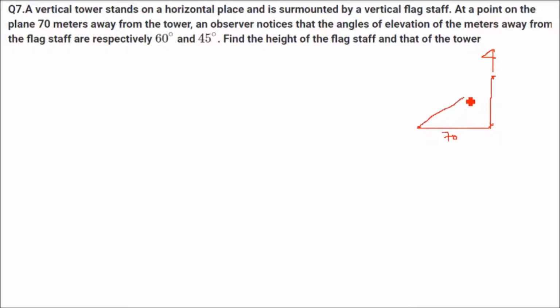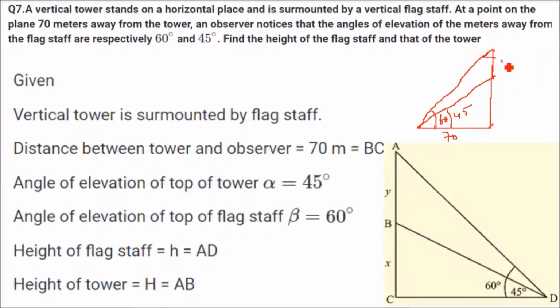Just let me know, which angle will be higher? This angle will be higher, this will be lesser. This will be 45 degrees and this will be 60 degrees, right? So we have to find the height of the flagstaff and the tower. Let us take it as y, and this is x. First we will take this triangle. You have to properly name the triangle, okay? I'm just telling you how to do it, but you have to give all the names like A, B, C, D.